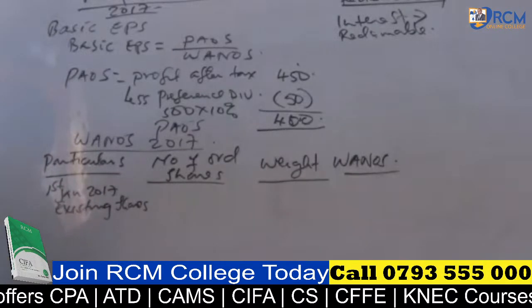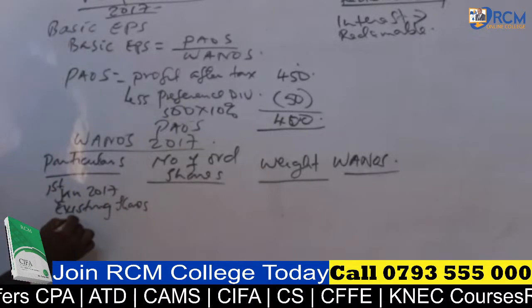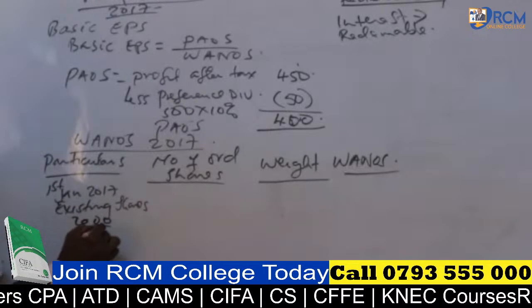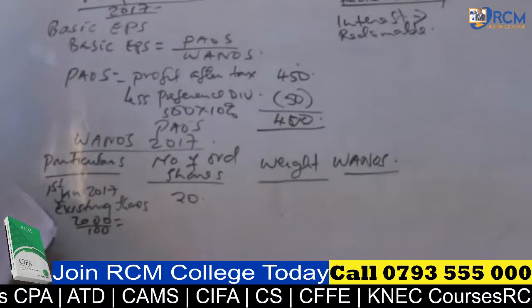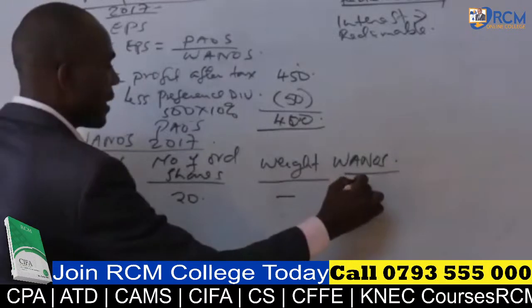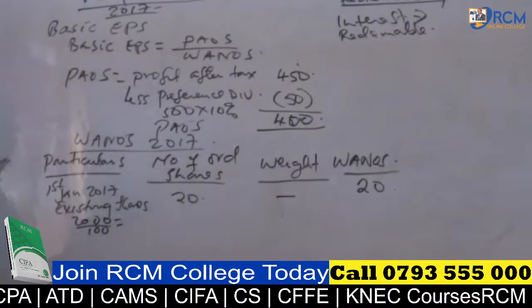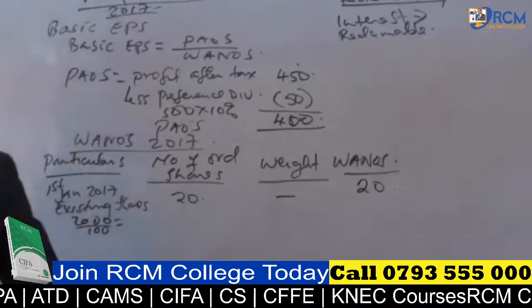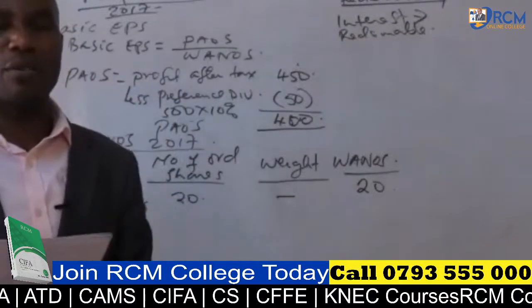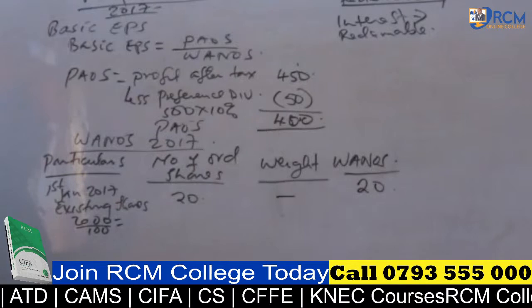In the capital structure there, we have 2,000 divided by 100 par value. Therefore, we have 20. This one we are not going to weight. I believe we have seen we have 2,000, but that 2,000 is in shillings. Therefore, you divide by the par value, which is 100, to get the number of shares from the capital structure.